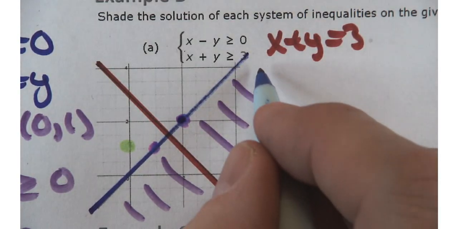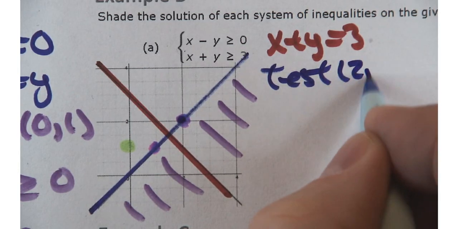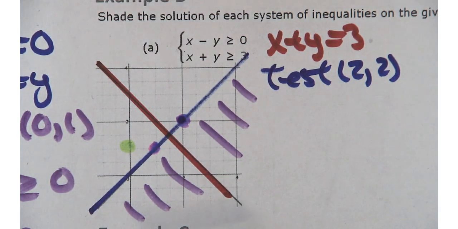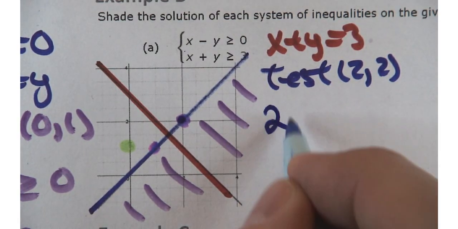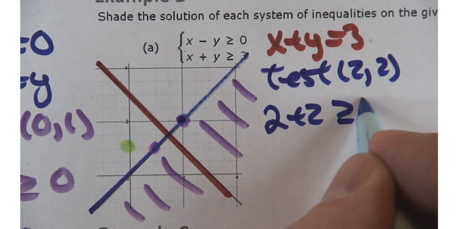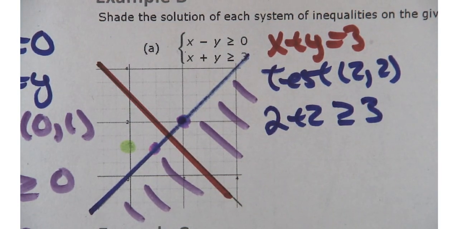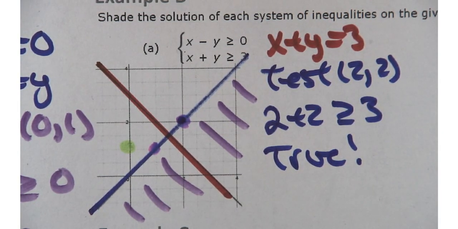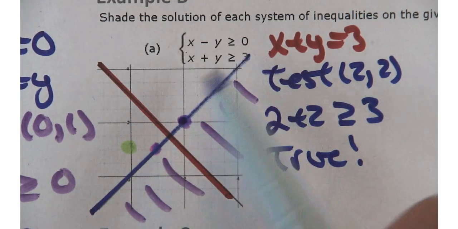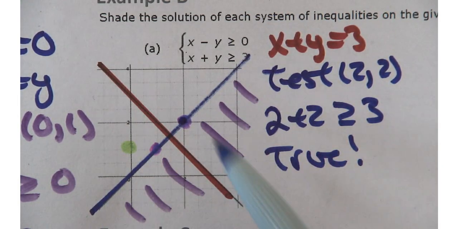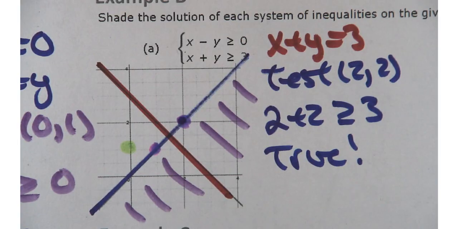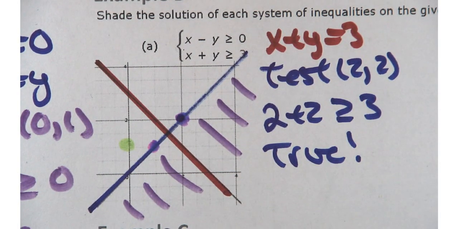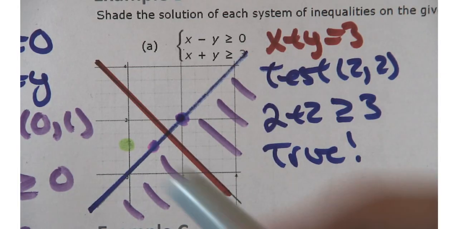Let's see, test 2, 2. Is 2 plus 2 greater than or equal to 3? Is that true? Yeah, that's true. So if that's true, where do I want to shade? Do I want to shade below or above this red line? Above. So let's do that as well. So let's shade here above.